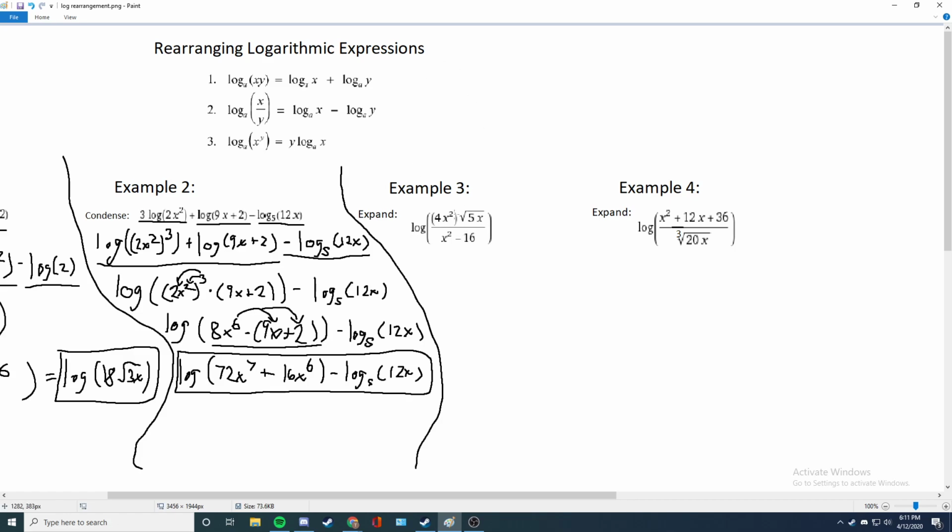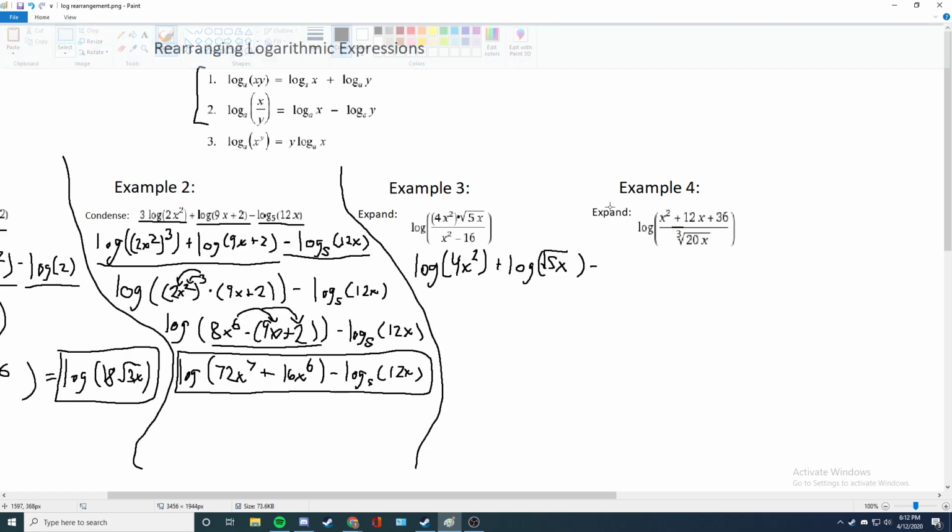So we've got log of 4x squared times the square root of 5x divided by x squared minus 16. So let's just use properties 1 and 2 to break this down into 3 terms. So we've got log of 4x squared. Since these two are multiplied to each other right here, we can add a log of the square root of 5x. And then we're dividing by x squared minus 16.